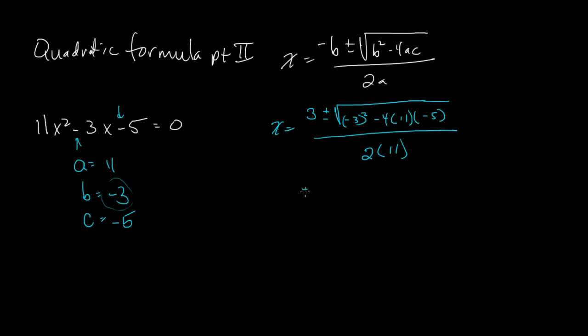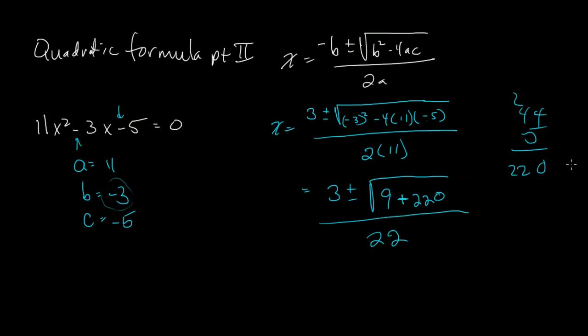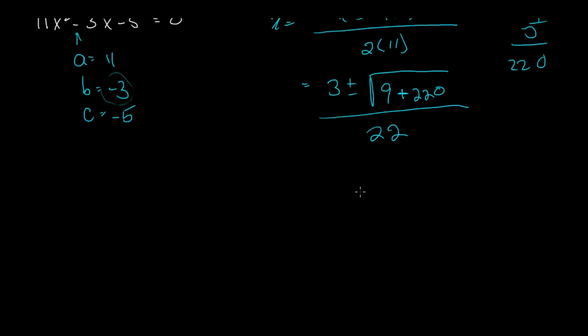All right. So that'll be 3 plus or minus the square root of negative 3 squared is 9, minus 44 times 5. Let's see, 44 times 5 is 20. Carry the 2, 220. But a negative times a negative is a positive. So that's plus 220 all over 22. And now let's take a look at 3 plus or minus the square root of 229 all over 22.